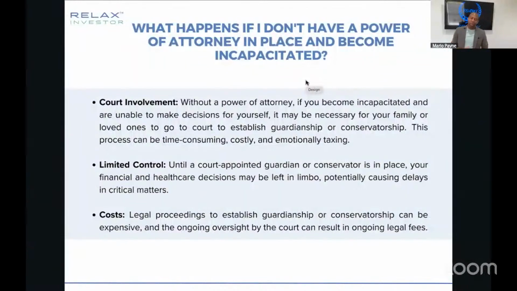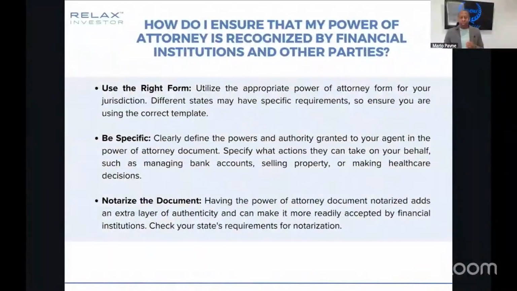And also legal. Think about the cost of going to court, having to take off work, documentation, talking to an attorney, finding out which attorney is the least expensive, paying attorneys. It's very, very expensive. We know the court system's not cheap. Attorneys are not cheap. So those are some things that happen if we don't have a power of attorney in place and something happens when they become incapacitated. So very, very important.